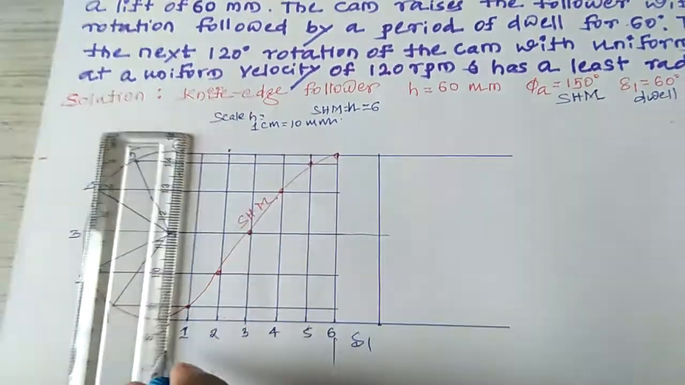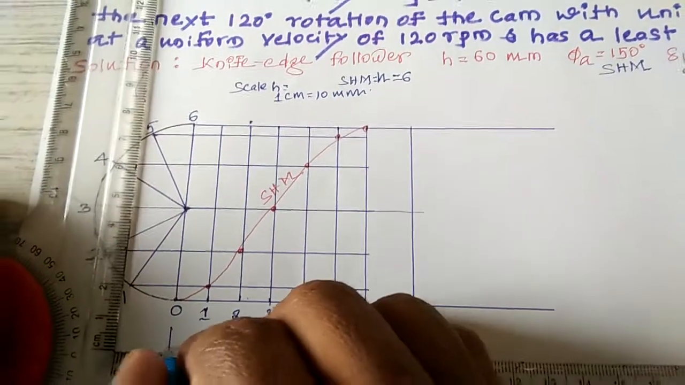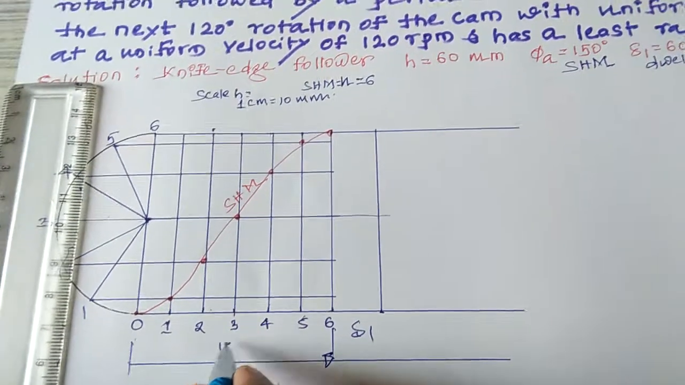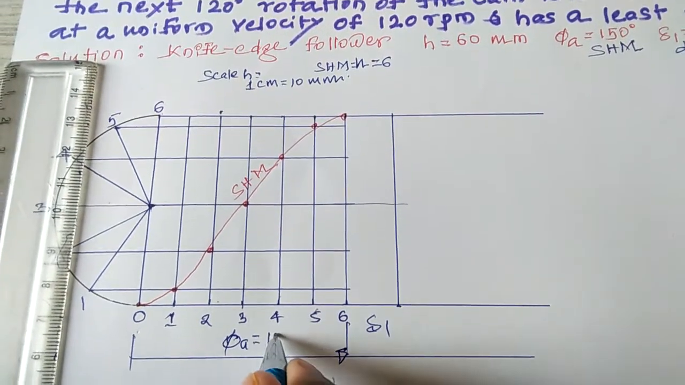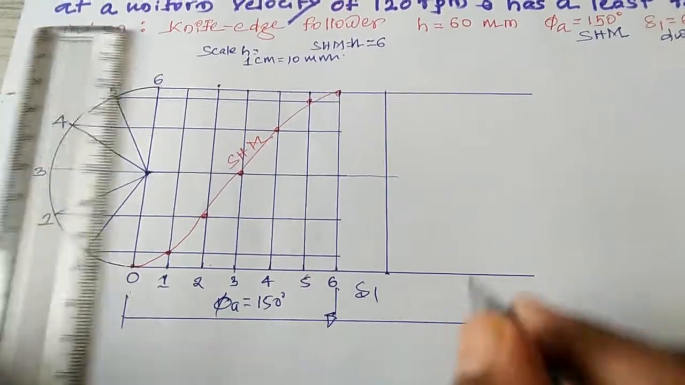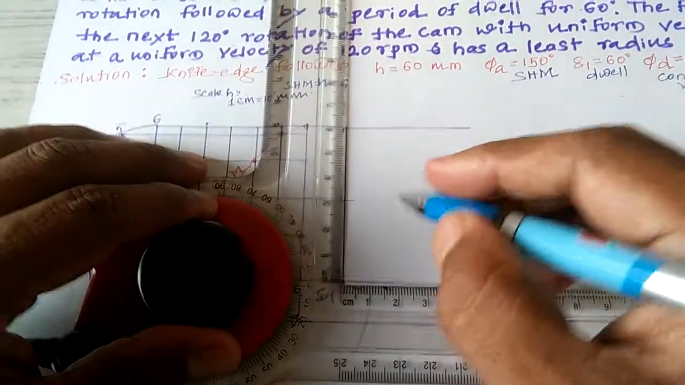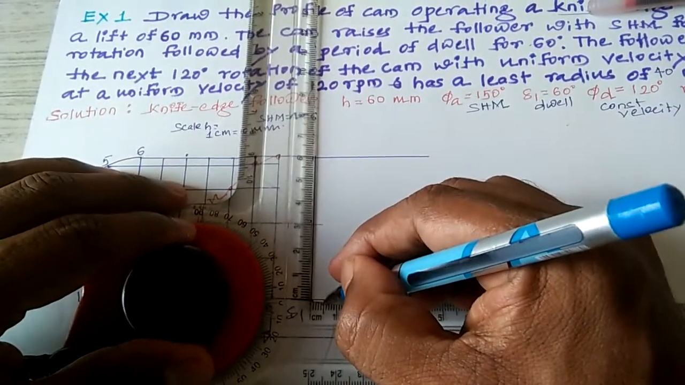This I have taken as ascending. This is 150 degrees, that is phi a, given as 150 degrees. Then the dwell period, followed by uniform velocity. I will take the uniform velocity interval as 0.5.